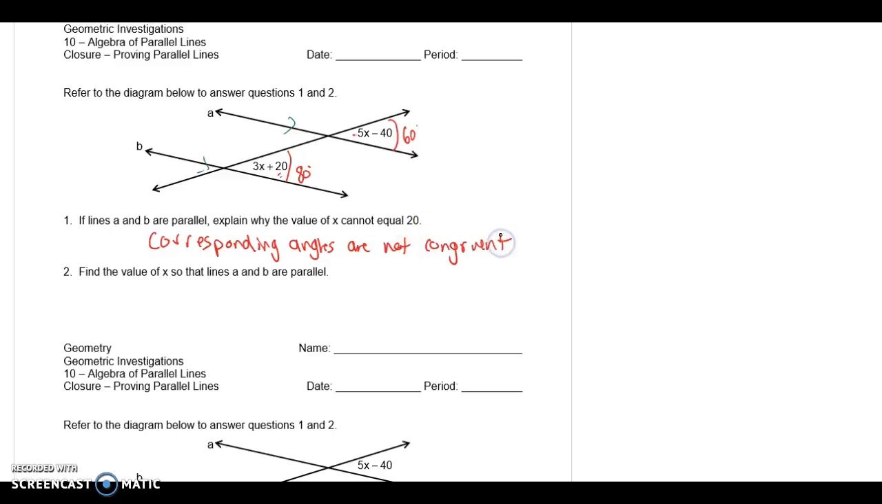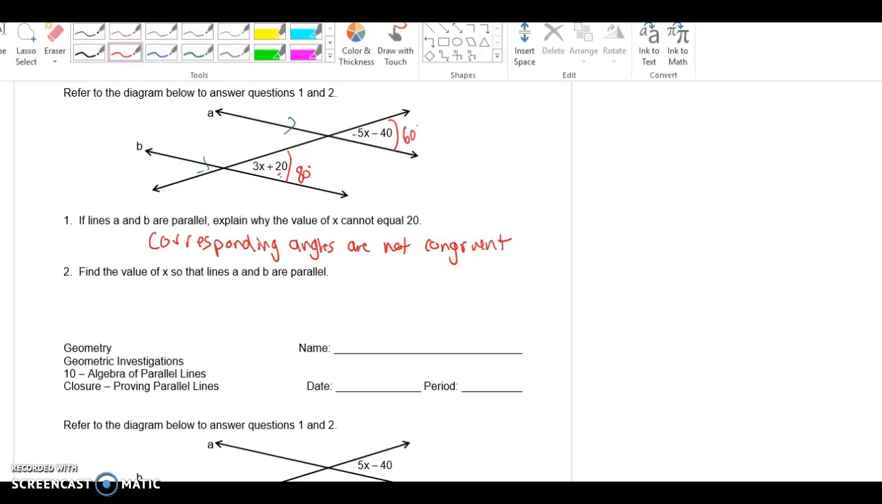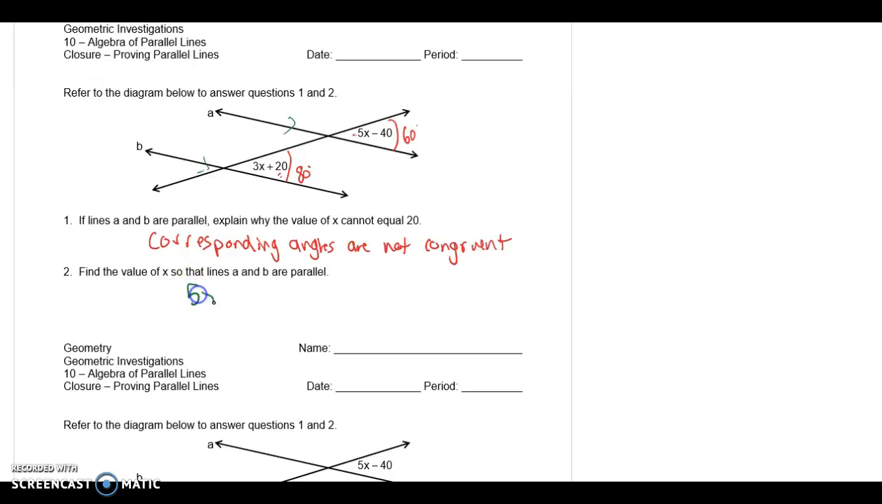So now in question 2, we're kind of flipping, saying, all right, let's say we know they're parallel. What value of x do we have to have? So to do that, I'm going to take those two angles, I'm going to set them equal. 5x minus 40 equals 3x plus 20. So when I solve for x, I'm going to take away 3x, add 40, and I end up getting x is 30.